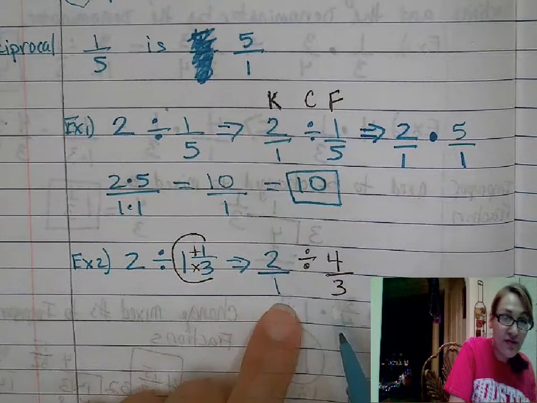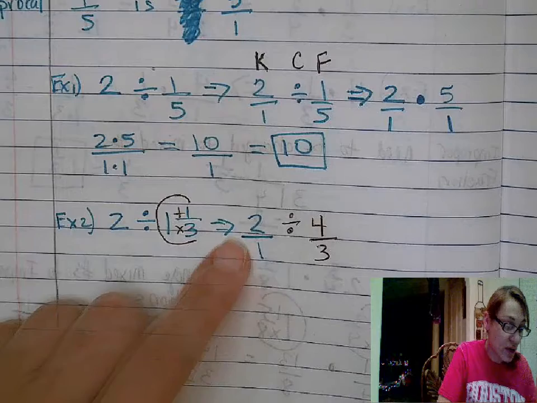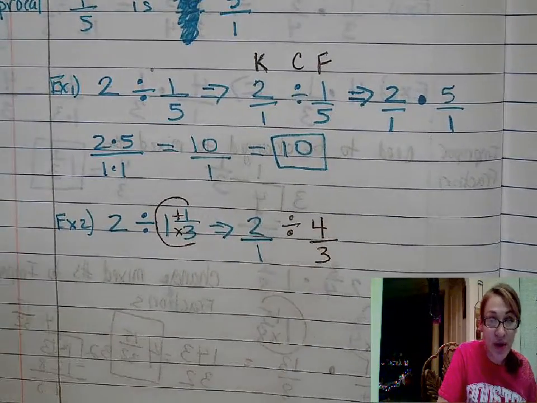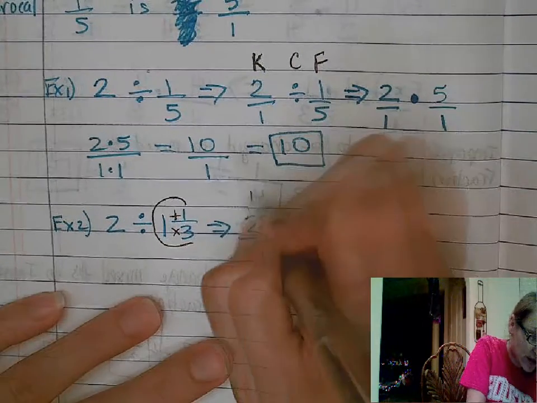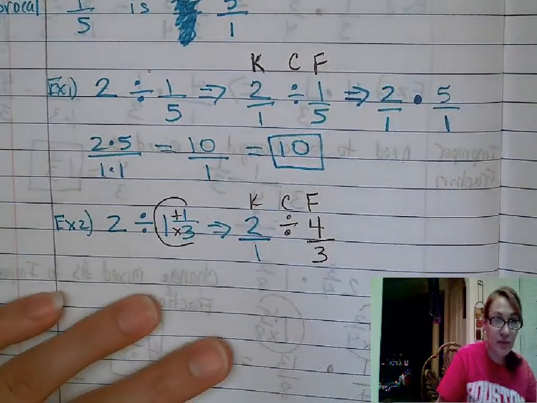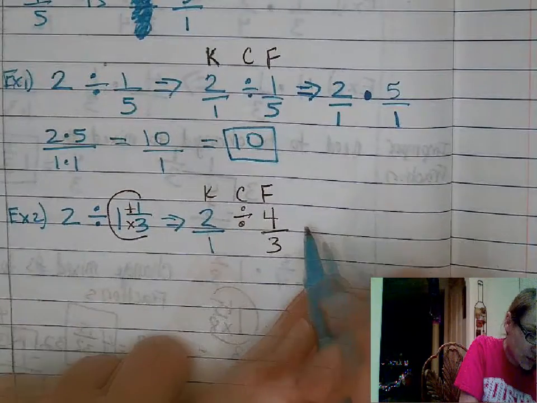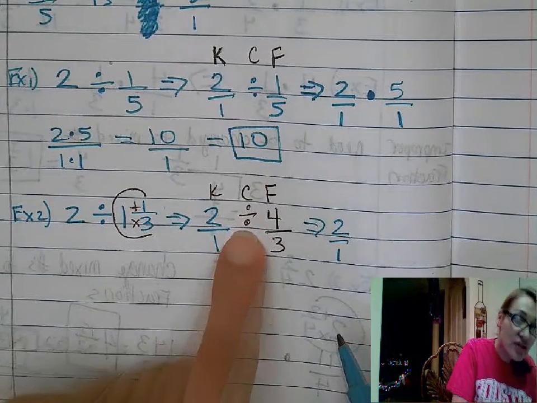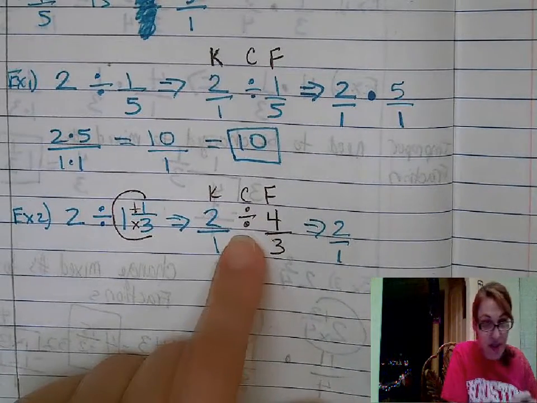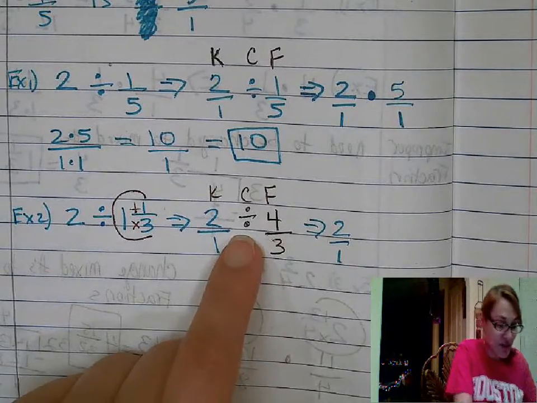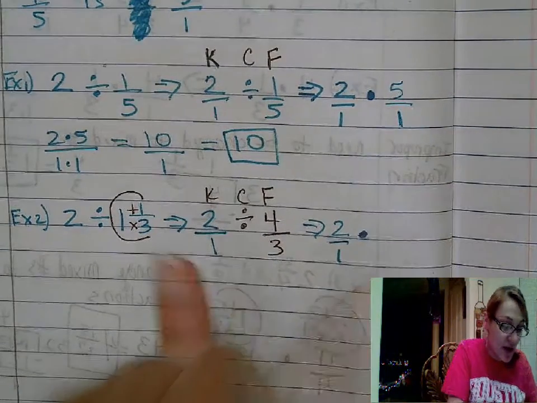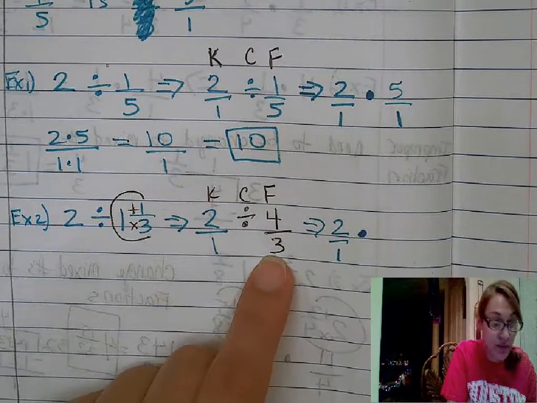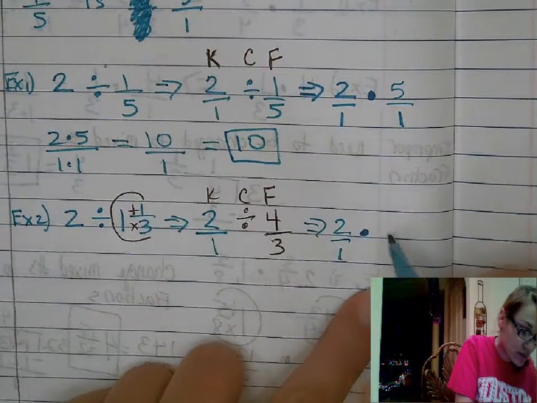So now I have 2 over 1 divided by 4/3. Now we can go ahead and apply keep, change, flip. So again, we keep the 2 over 1. You change this, you take the inverse of division, and the inverse of division is multiplication. You got it. So you're going to multiply, and then we take the reciprocal of 4/3, and the reciprocal of 4/3 is, well, you just flip 4/3, which is 3 over 4.